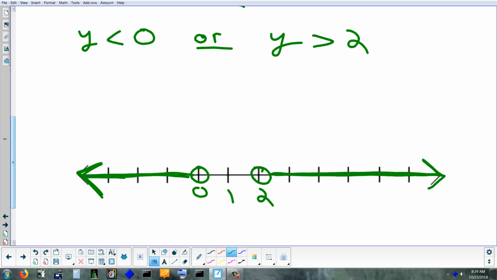So 1? No, I'm just listening. Okay. 1 would be a number that's not a solution. Yeah, that's what I'm saying. 1, 1.5, 1.7, 1.9, -0.5, things like that.